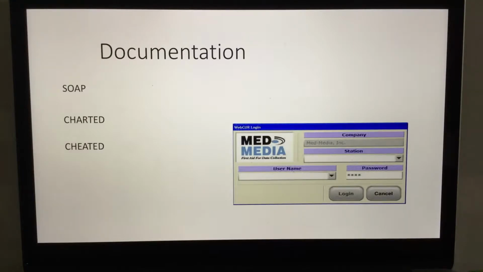Documentation is of medical and medical-legal importance. Currently, most documentation is done on an electronic platform. You may hear it called an EPCR, a PCR, or an EHR.